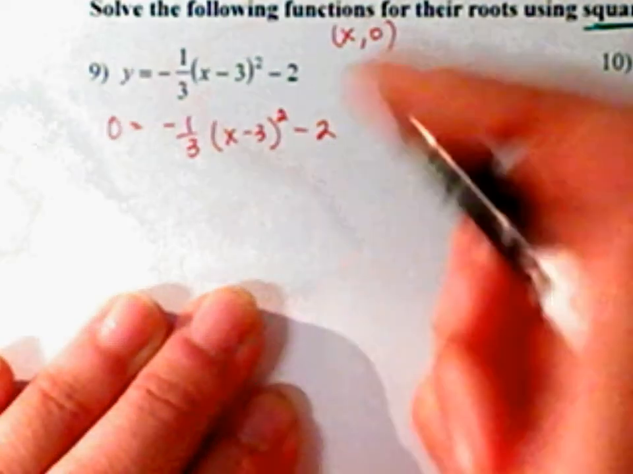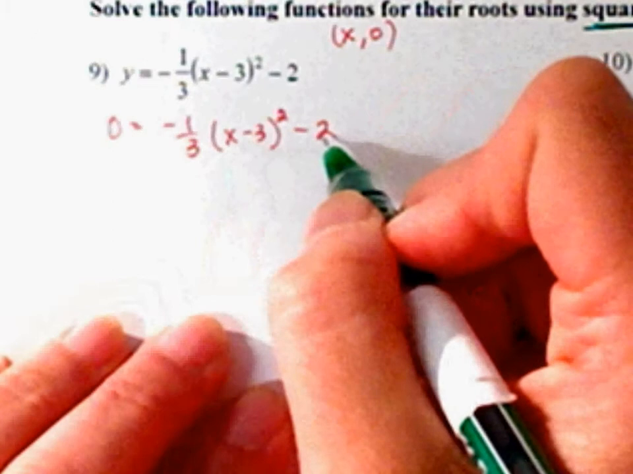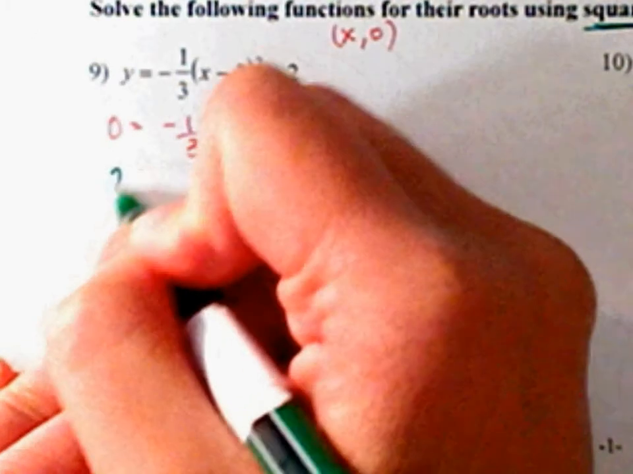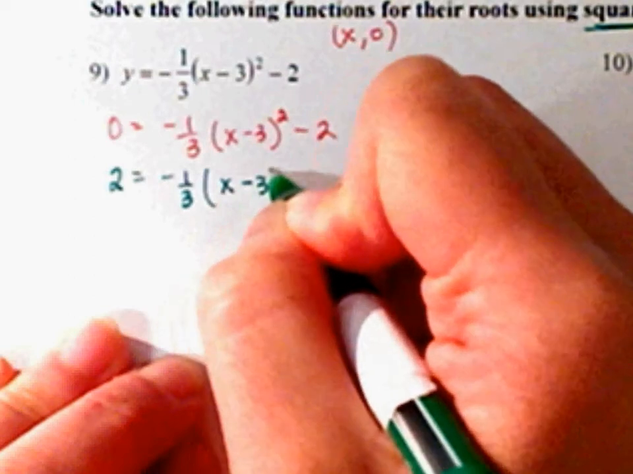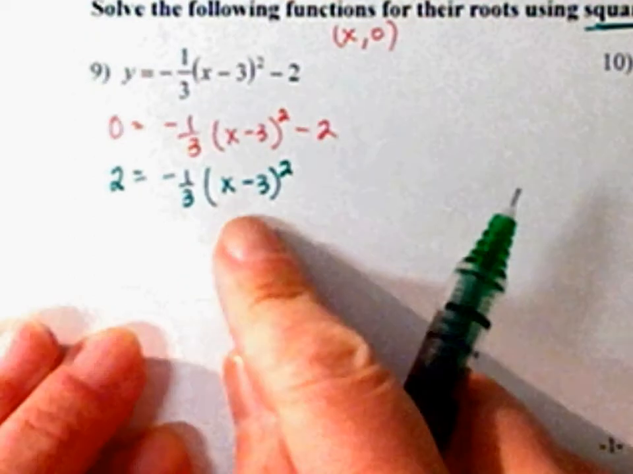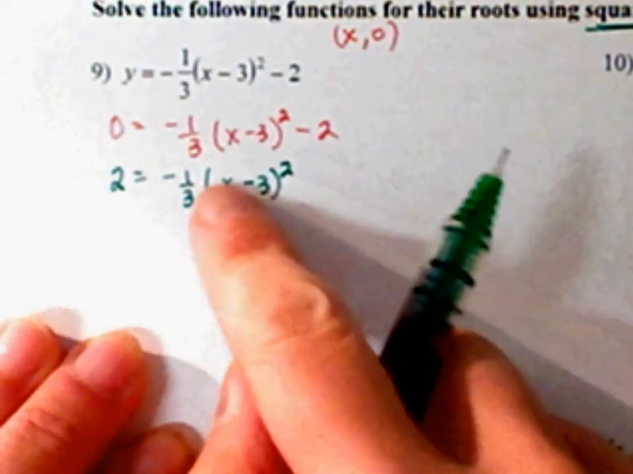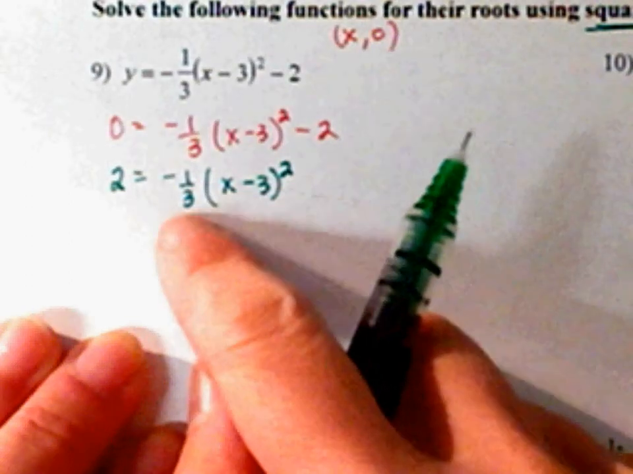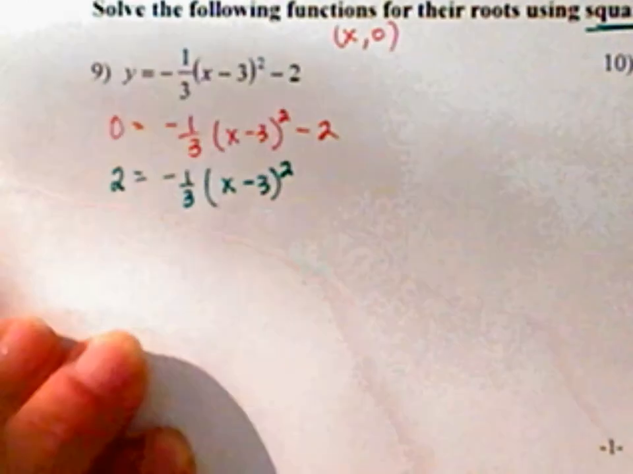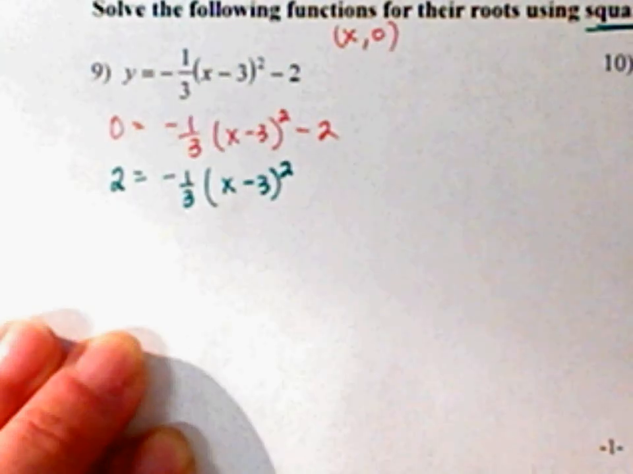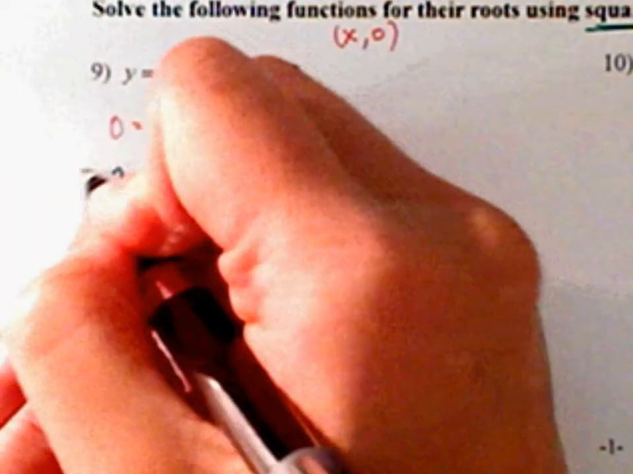First step, add 2. So 2 is equal to negative 1/3 (x minus 3) squared. Okay? You want to keep this together before you take a square root. So I've got to get rid of this fraction. Notice it's divided by 3. What's the opposite of divided by 3? Times 3. What you do to one side, you do to the other.